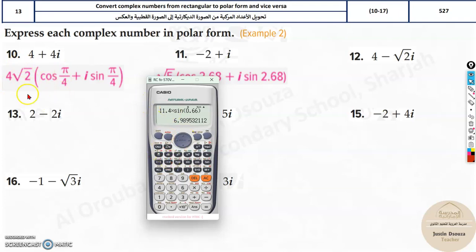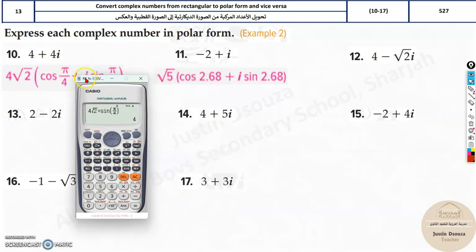You can check the answer just by multiplying 4 root 2 into cos pi by 4. And the answer must be equal to 4. That's it. And sine also must be equal to 4. Now this is a check, but see, the thing is, let me try over here.